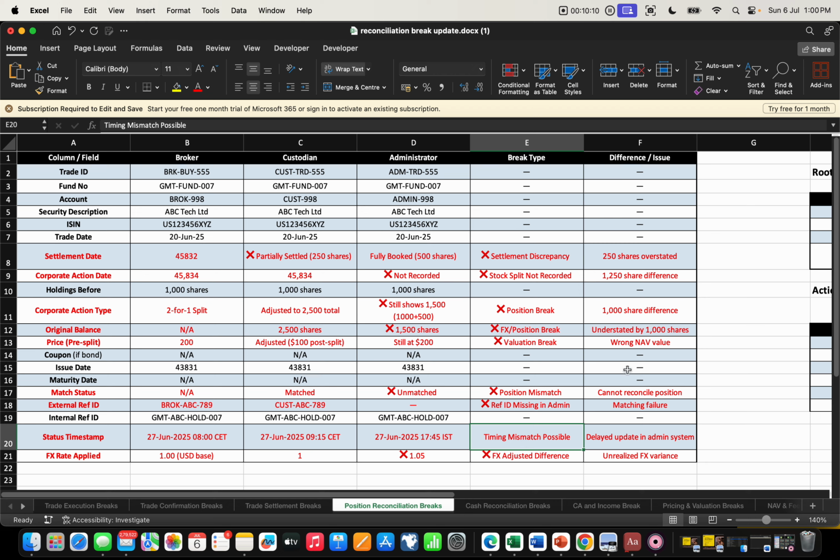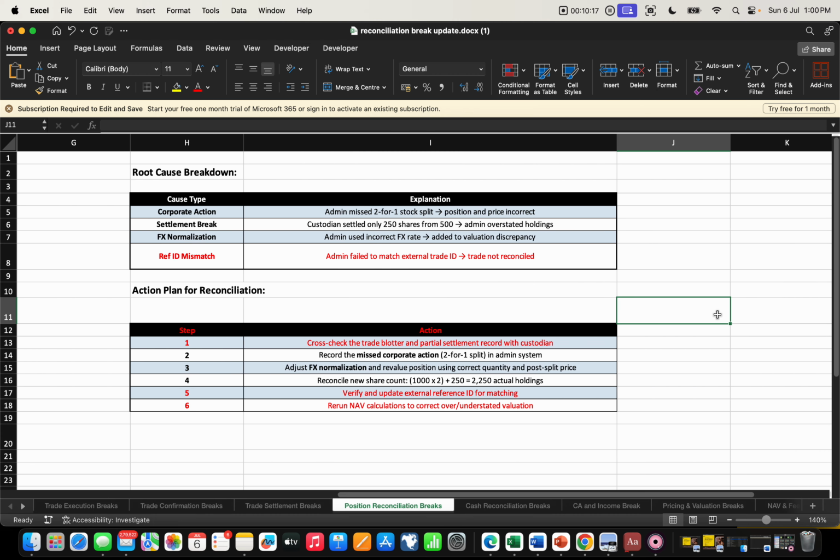So all things will be delayed due to the corporate action not being booked correctly at this time. So what is the root cause of this position break? Okay, the position break root cause is a corporate action. The admin missed a 2 for 1 stock split, so position and price are incorrect.